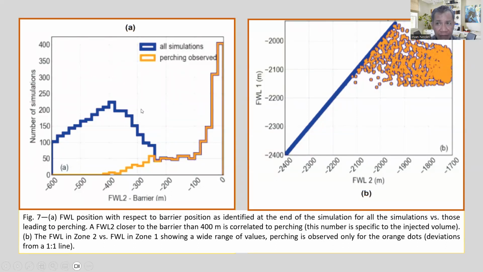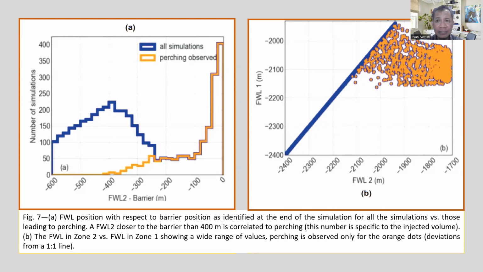where the position of the free water level relative to the barrier is compared for all simulations. It is observed that when free water level 2 is closer to the barrier than 400 meters, it correlates with perching, which refers to the trapping of water in a specific zone.